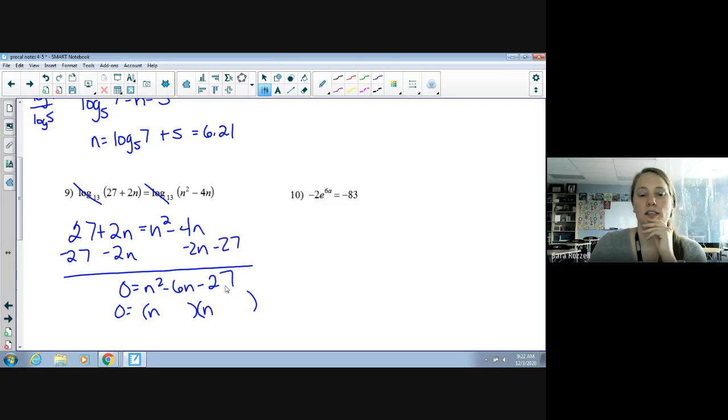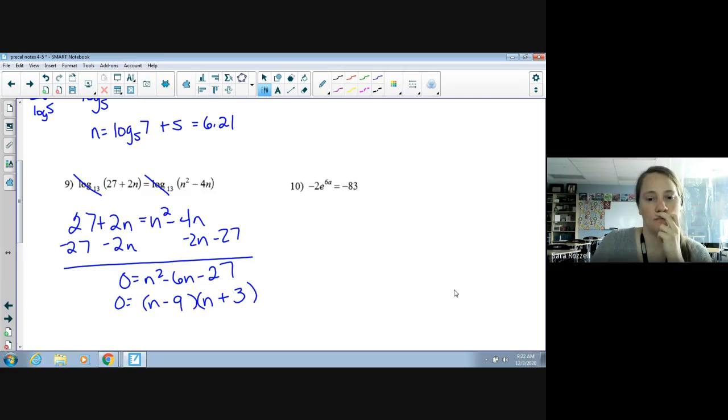And what multiplies to 27 and adds or subtracts to 6? 9 and 3. So in this case, we have two answers. Our answers are positive 9 and negative 3.